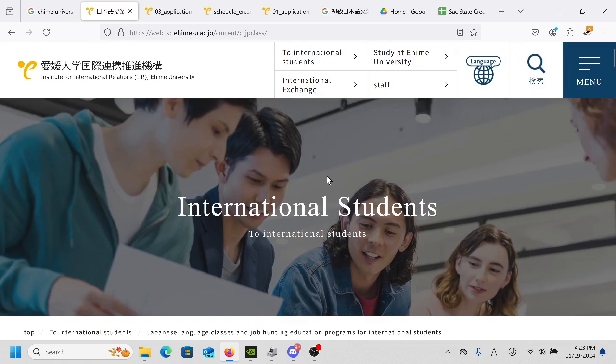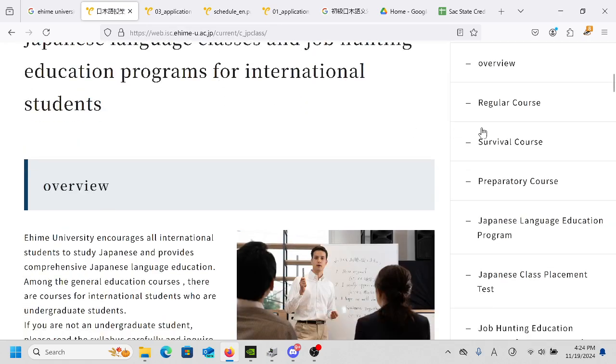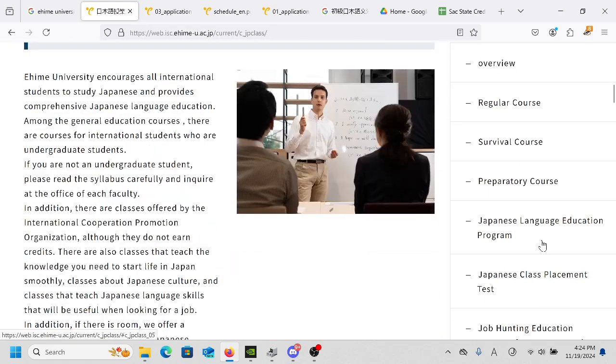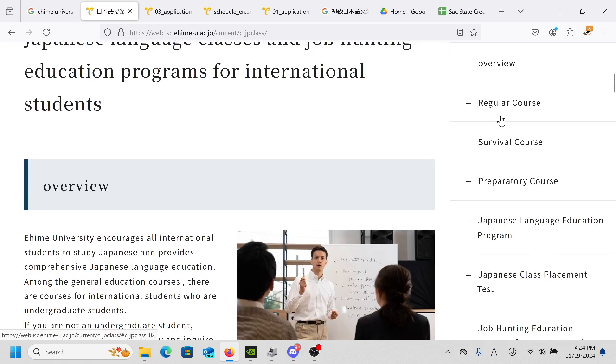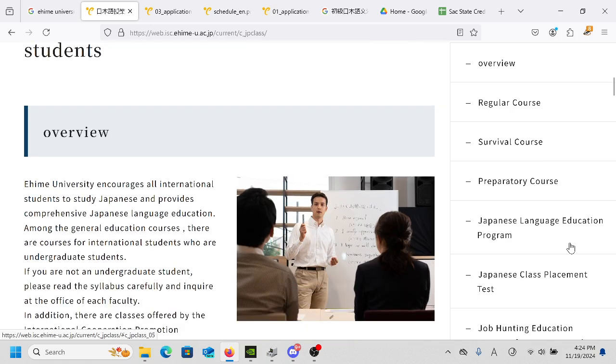However, this is not a department or a faculty. These classes are uncredited. So when you're filling in your classes at Ehime University, not the application beforehand, you will need to put at least one class that is from one of the faculties. There are a lot of things, but the most important are the regular courses, the survival courses, and the placement test. Other than that, you don't really need to worry about it.